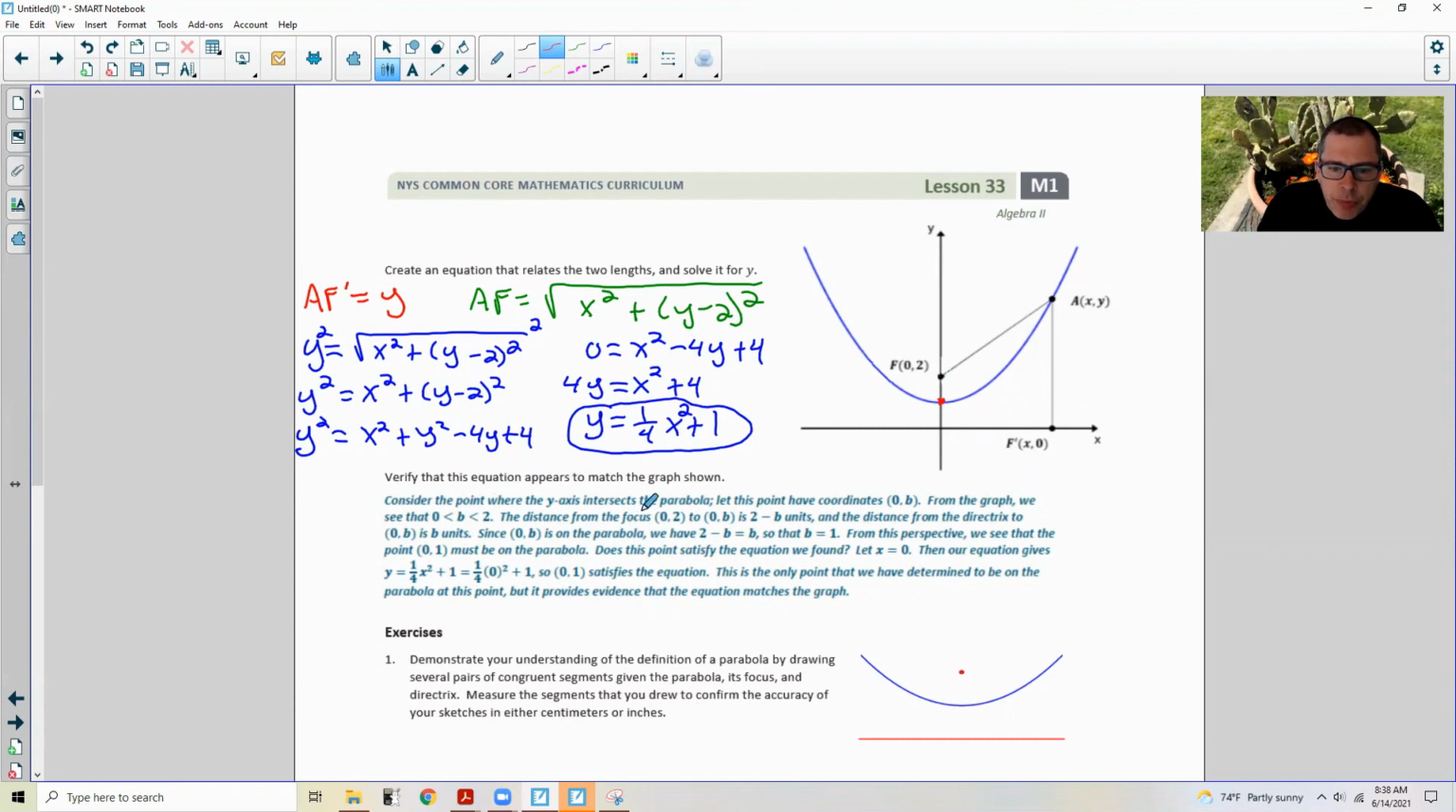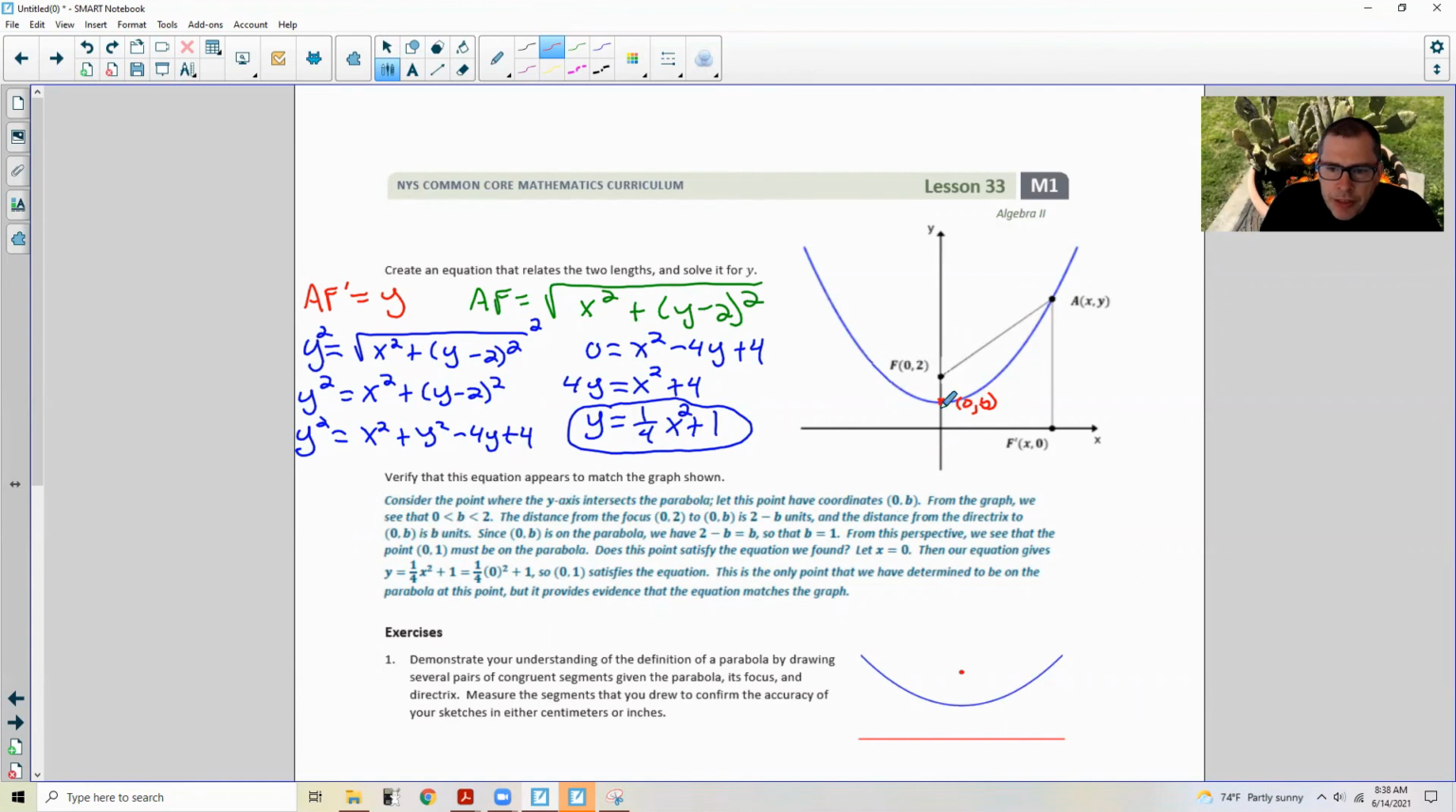The distance from the focus, (0, 2), to the point (0, b) is 2 minus b. If this is the point (0, b), and it's a vertical distance, then the distance is y2 minus y1, so it's 2 minus b. And the distance from the directrix to (0, b) is also going to be b units.